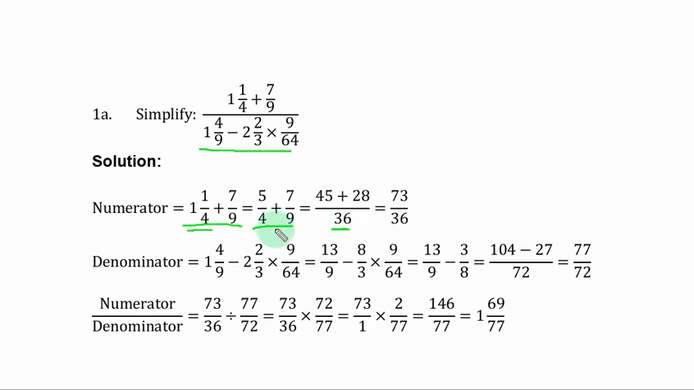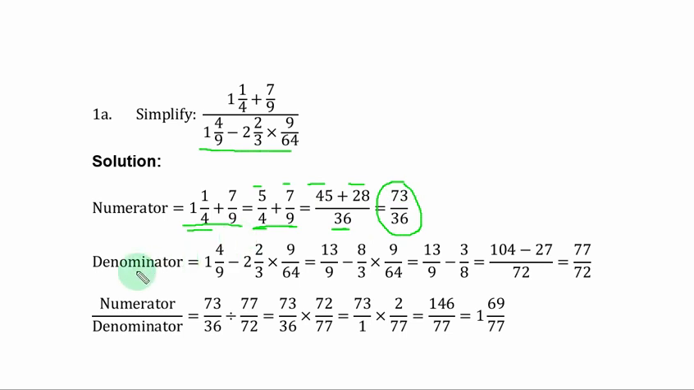So 36 divided by 4 is 9. 9 times 5, you have 45. Divide 36 by 9, you have 4. 4 times 7 is 28. When you add, you have 73 over 36 for the numerator.